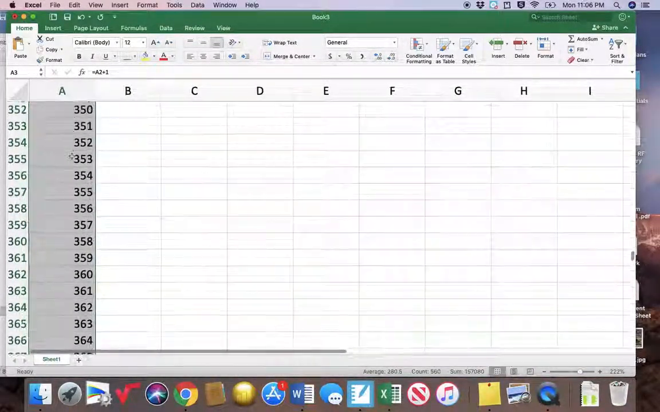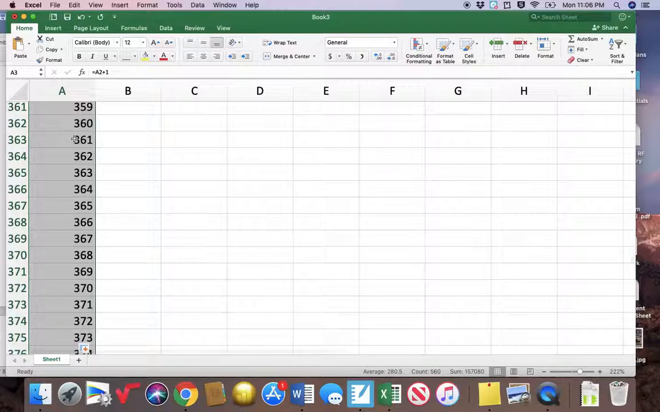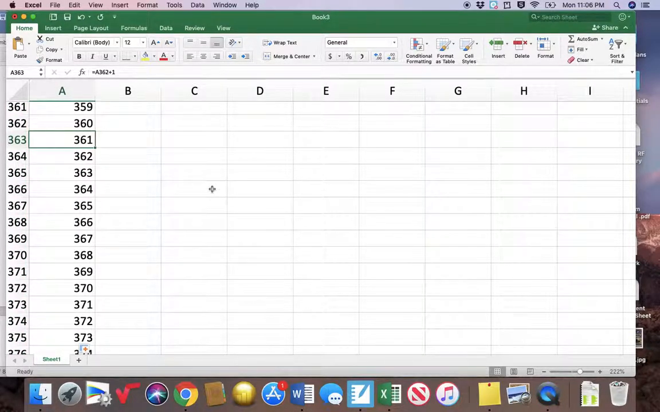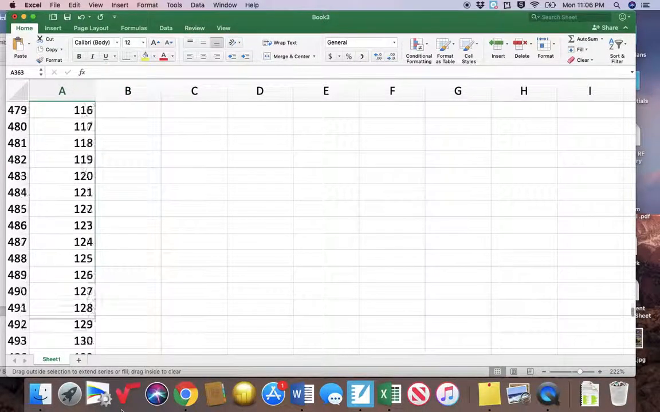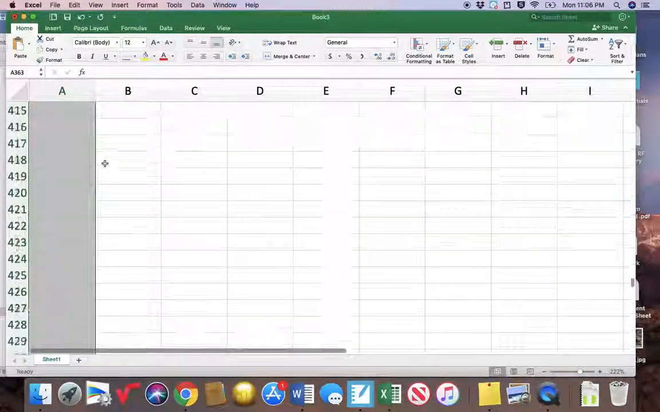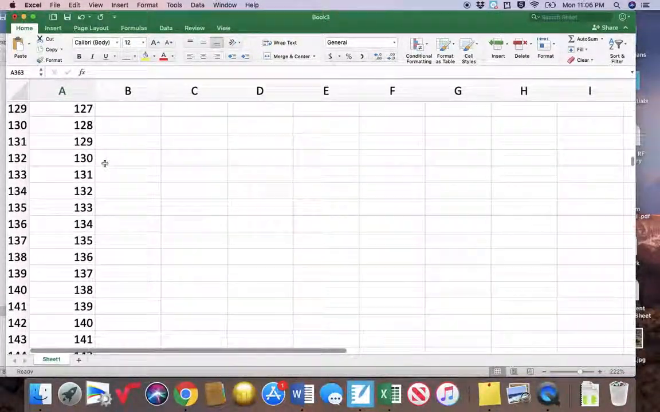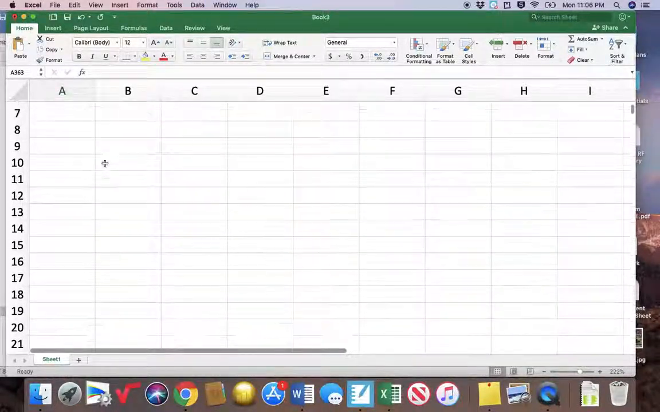It dragged faster than I wanted. Might as well show you this now. So here's 360. I don't need anything beyond this, so I can delete this. I'm hitting the delete key, and then I can just drag this blank cell down and get rid of all these extra numbers that I didn't need. All right, scrolling back up.